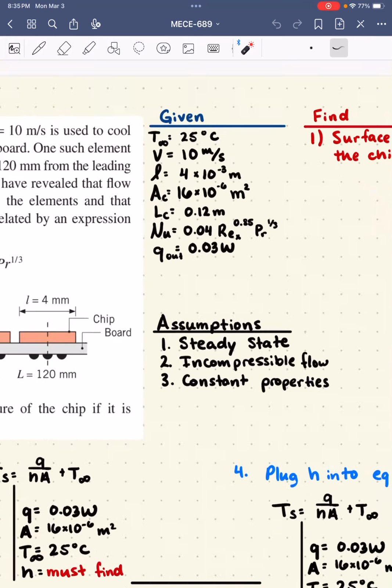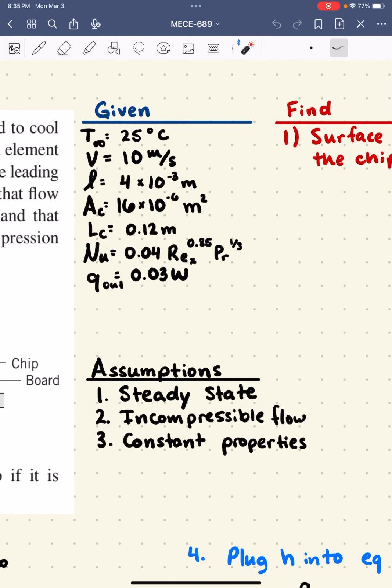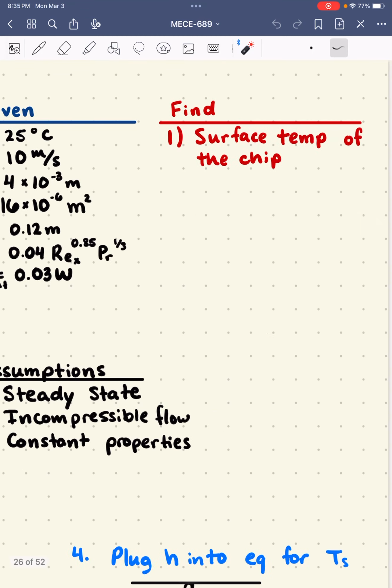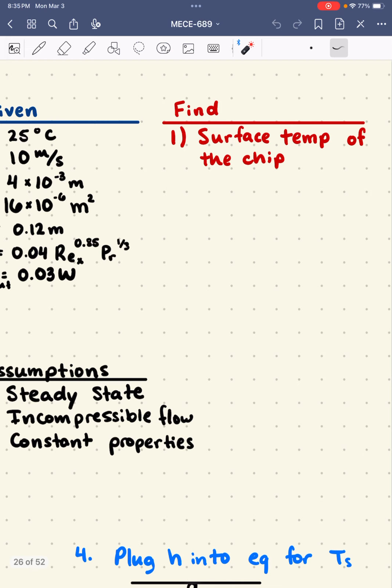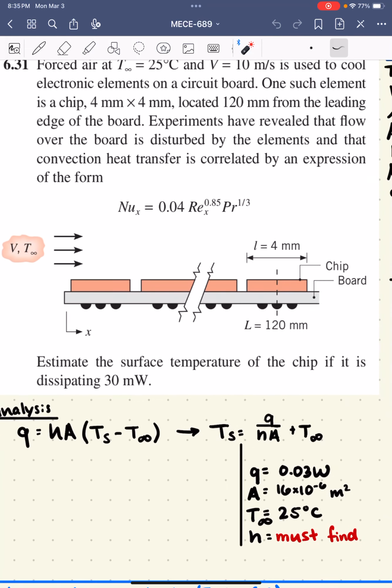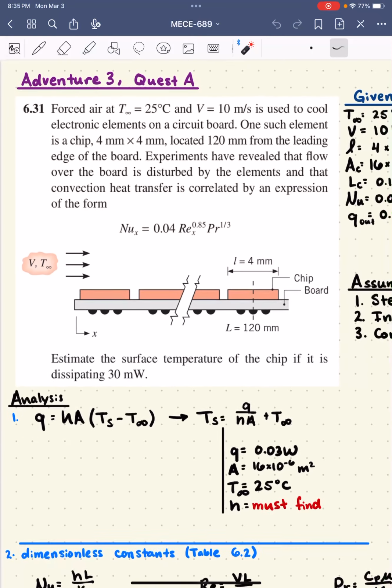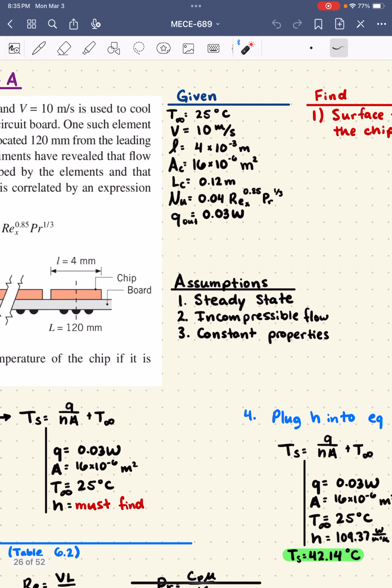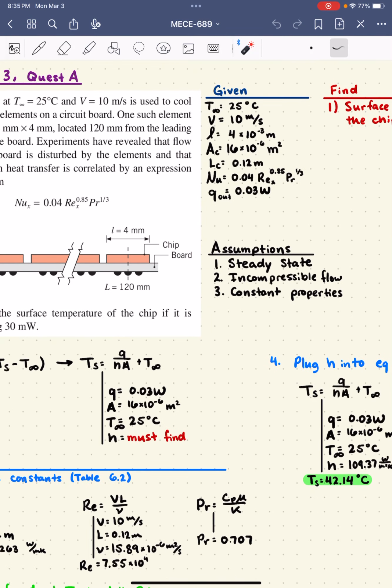So, in summary, we are given all of these constants here, and we're asked to find the surface temperature of the chip if it is dissipating this amount of power. Some of the assumptions we have here are that we're at steady state, the flow over the top of the chips is incompressible, and all of the properties are going to be constant.